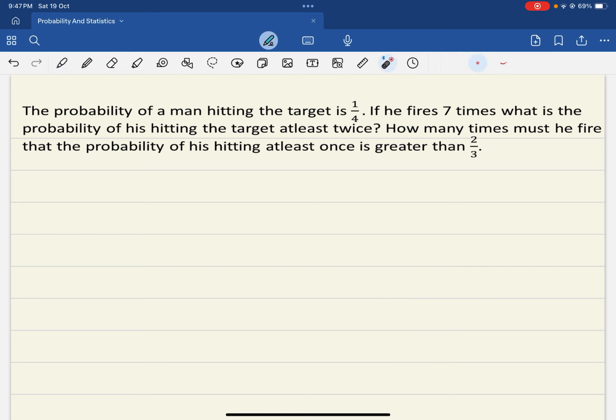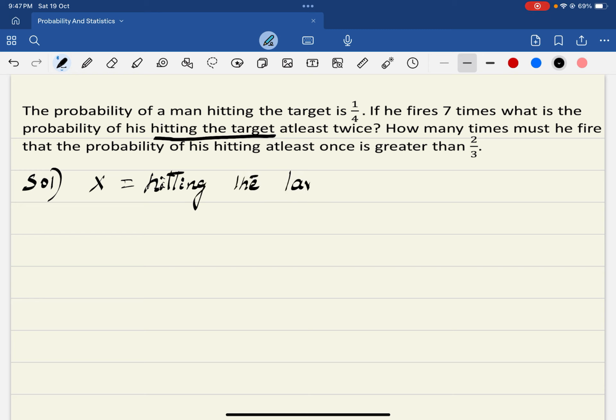Now, let us read the question. The probability of a man hitting the target is 1 over 4, and if he fires 7 times, what is the probability of his hitting the target at least twice? By reading the question, the first thing you have to understand is what the success is. The success here is hitting the target. So we can write X is given by hitting the target. That is the favorable event.